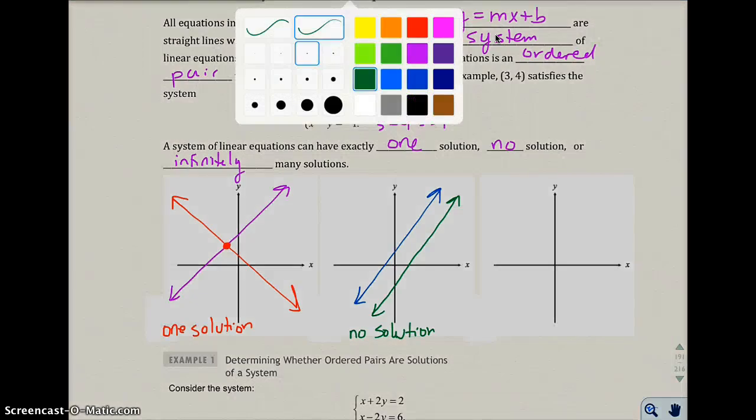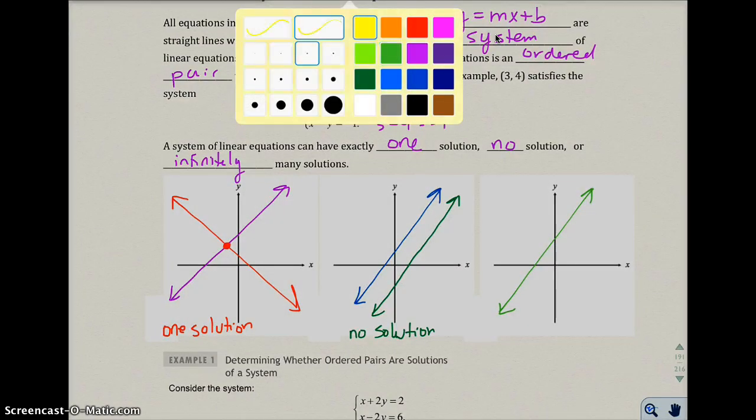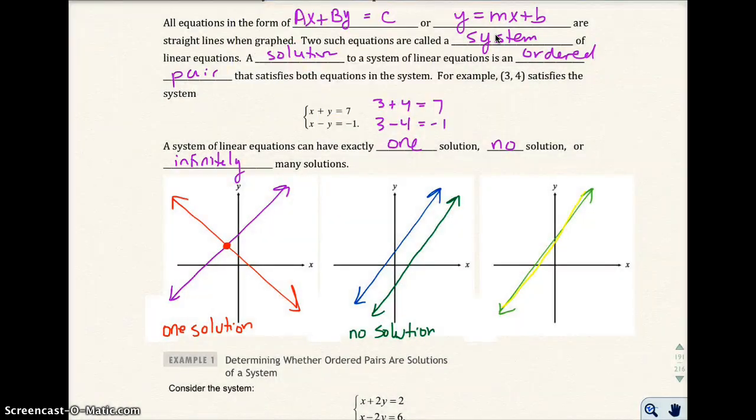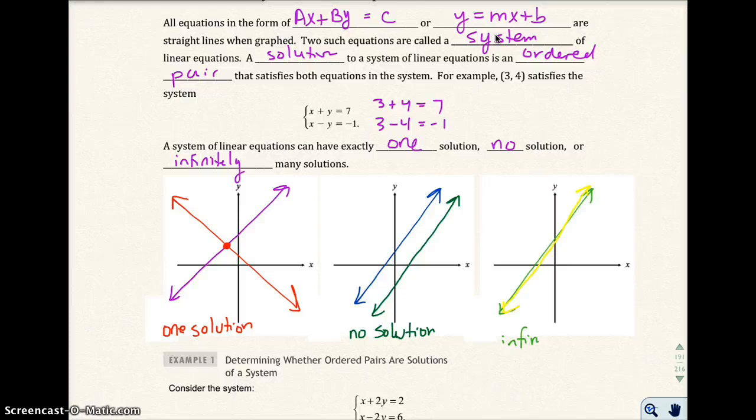And then the last case scenario is that you could graph a line, and then when you graph the other line, it's right on top of it. That would be infinitely many solutions. They share every ordered pair. So the equations share all solutions or ordered pairs.